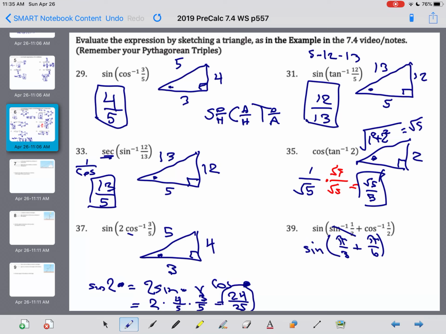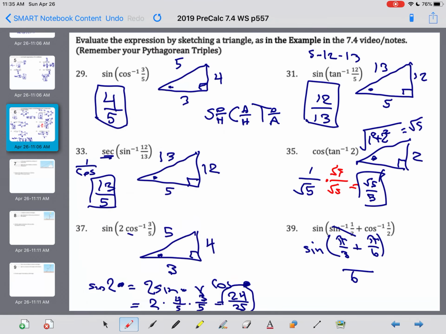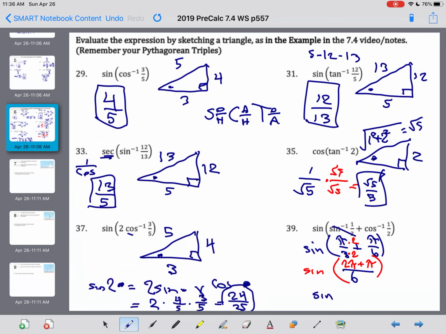Sine of all that. If I add them, I need a common denominator, so I have to do a little adjustment. I've got to multiply by 2, 2, so I get 2 pi plus pi. Switching back here, that's going to be the sine of 3 pi over 6, which is the sine of pi over 2, which is good old 1.